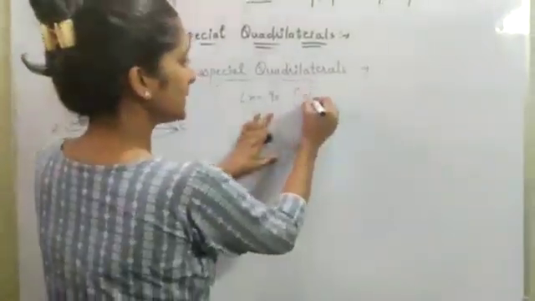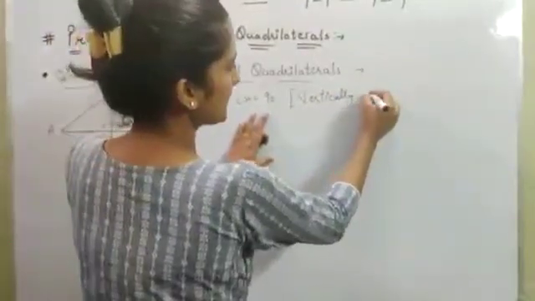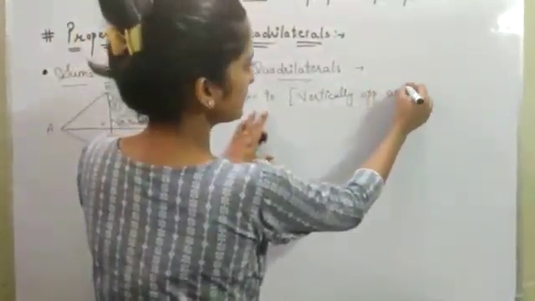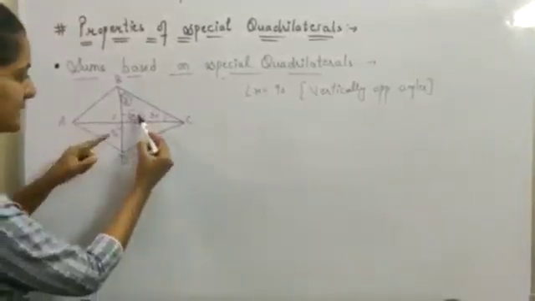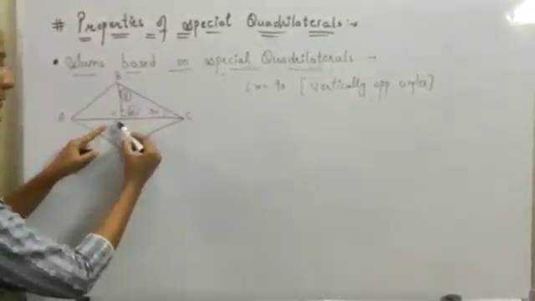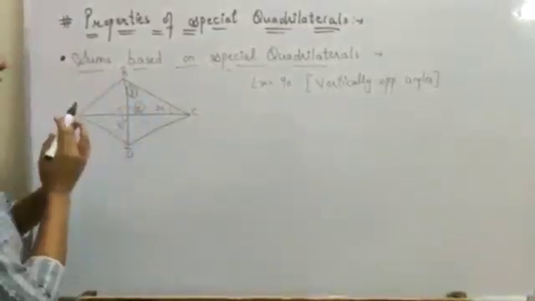Why? Because vertically opposite angles. See, again I am repeating. This X will be equal to this one because of vertically opposite angles. Now we have to find the value of Y.